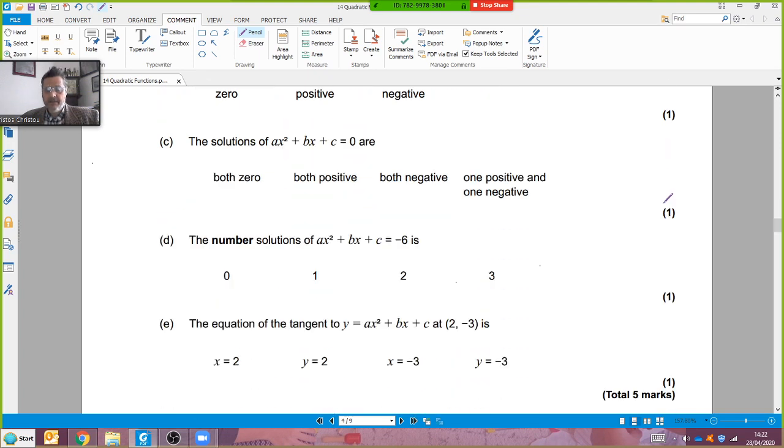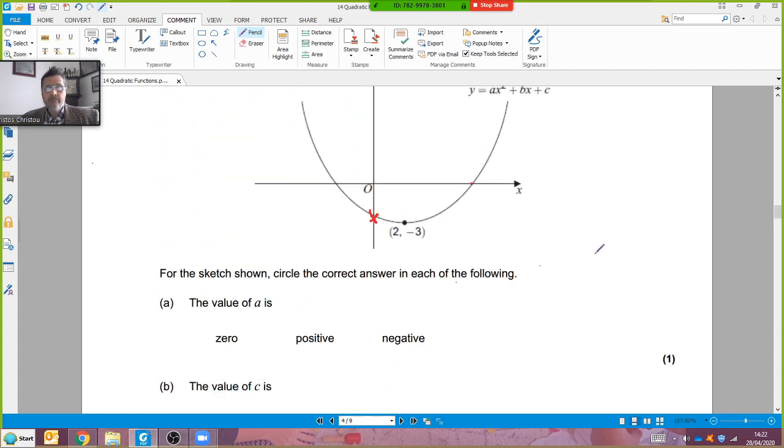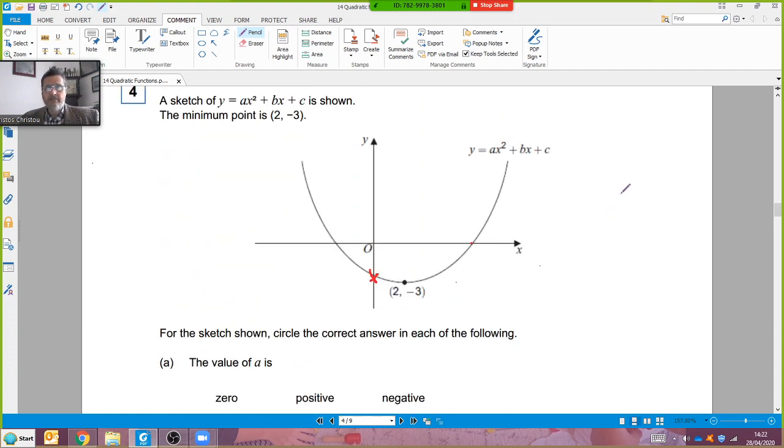And the number of solutions to this graph equaling minus 6: none, 1, 2, 3? Have to think for this one. What do you reckon? None. Well done. Why did you say that, Sammy? It's correct.